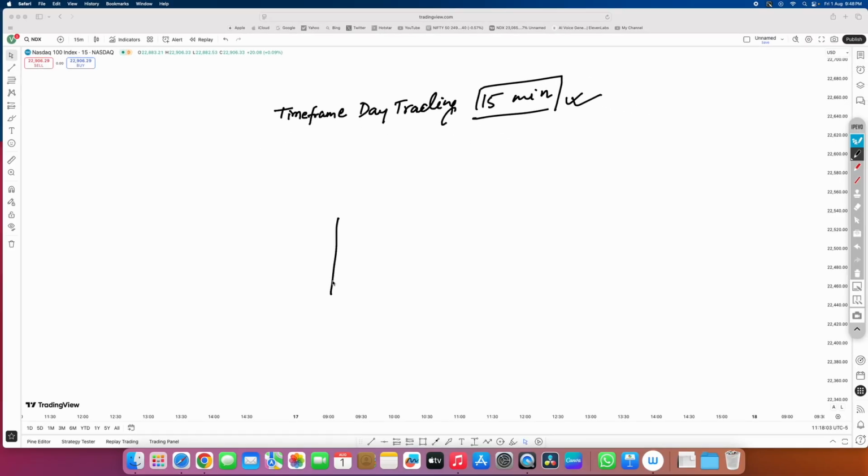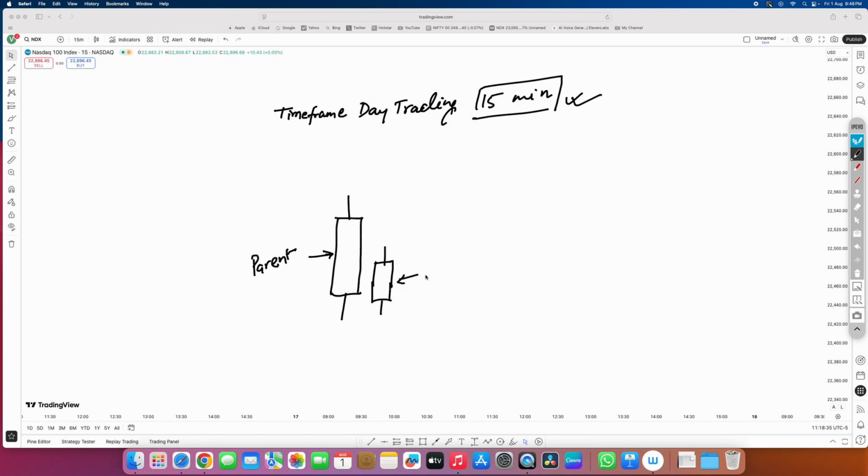See how this structure is forming. Suppose this is a big candle. It may be green or red. We'll talk about that later, and this one next to it is a small candle. You will mark the big one as the parent candle, and the small one as the baby candle.